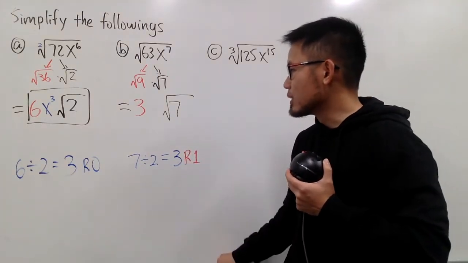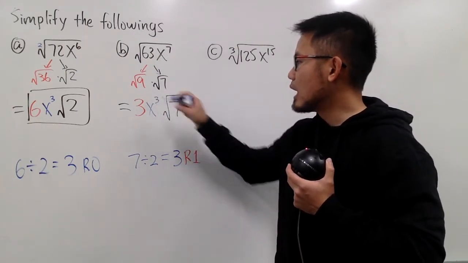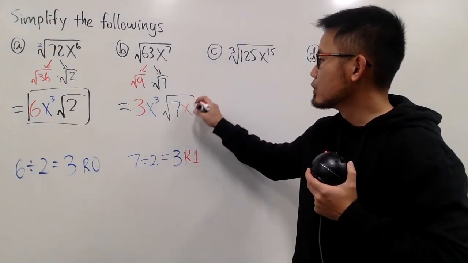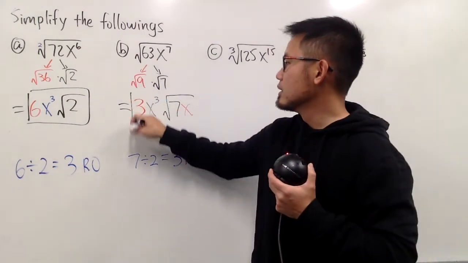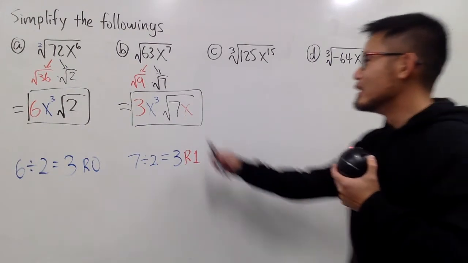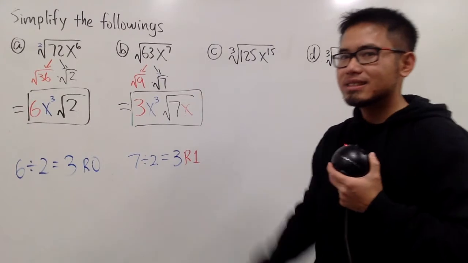Now, this 3 will tell us we will have x to the 3rd power on the outside. And the 1 tells us we have x to the 1st power inside. You don't have to put down the 1 if you don't want to, but if you put it down, it's still correct as well. But anyway, that's it: 3x to the 3rd power times the square root of 7x.